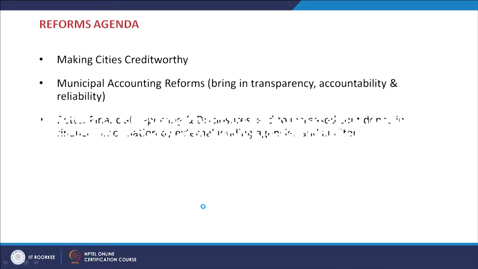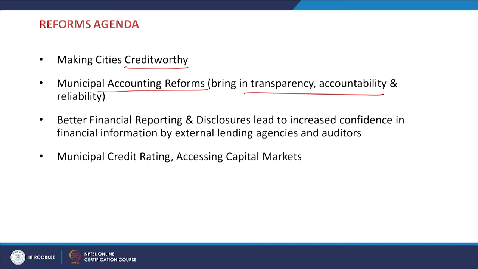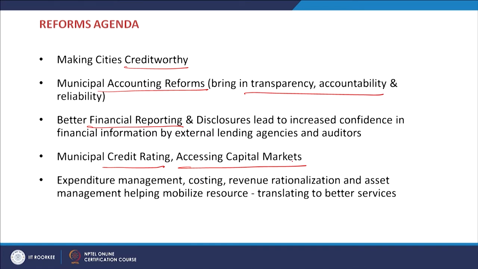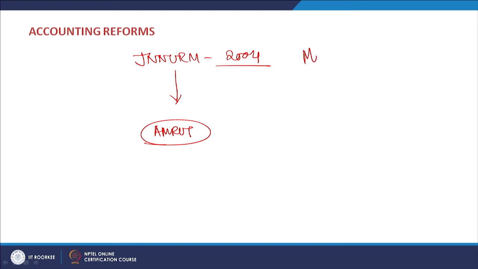Therefore, the reform agenda came to make the cities creditworthy: municipal accounting reform to bring transparency, accountability, better financial reporting, and disclosure, leading to increased confidence in the information, then credit rating and accessing capital markets, then expenditure management, costing, etc. So this accounting reform was part of JNURM, started in 2004, and it continued till this time when we are continuing the Amrut mission. So this reform was linked to the urban agenda, which had a catalytic effect on the accounting reform also.